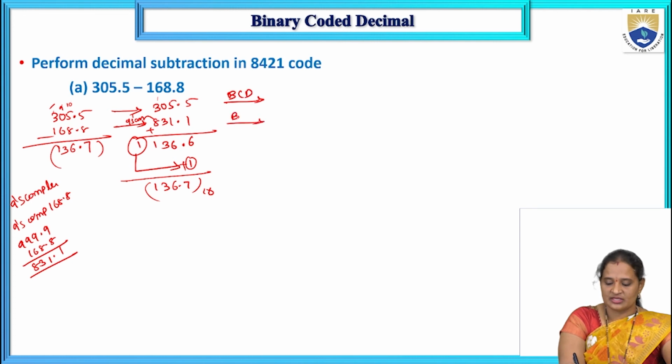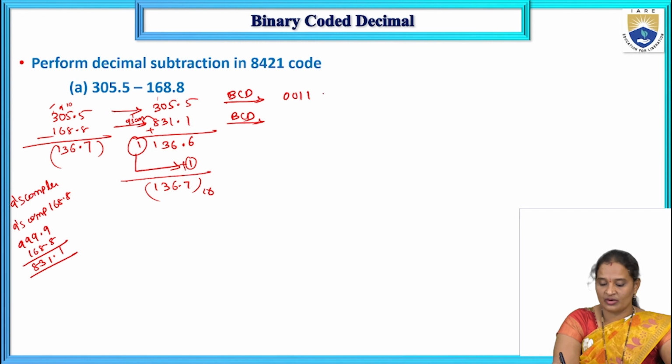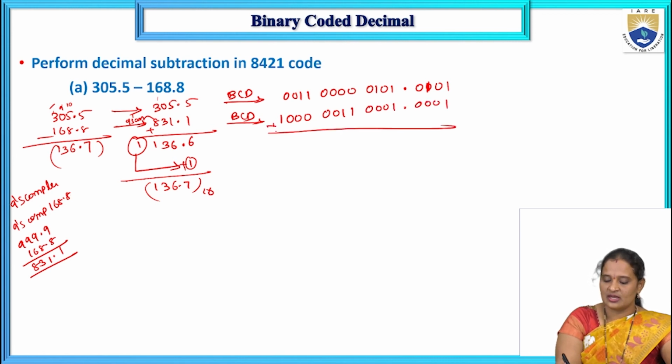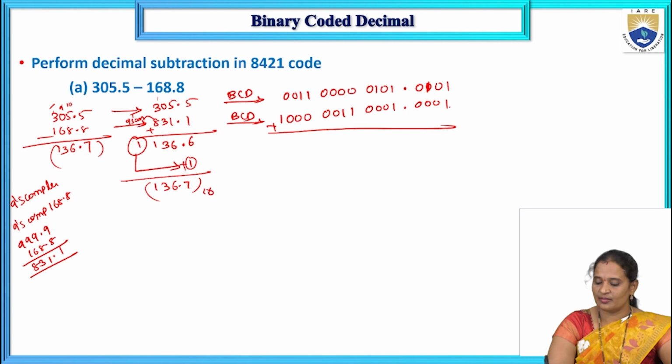Okay, so BCD. So what is the BCD code for 3? 0011. And 0 is 0000. 0101 is the BCD code for 5. Next, 8 is represented as 1000, 0011. Next, 0001. Next, 0001. So this is the BCD code for the numbers.